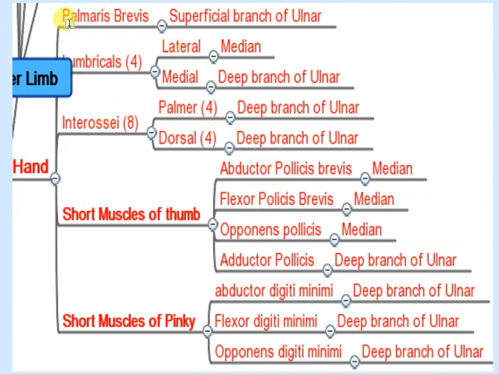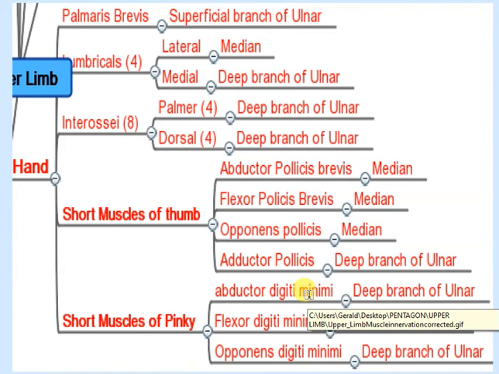We have the palmaris brevis, the lumbricals which are 4, the interossei which are 8, the short muscles of the thumb, and the short muscles of the pinkie, kidole kidogo. Thumb ana short muscles pamoja na pinkie ana short muscles. Kwa mfano kuna abductor pollicis brevis, huku kuna abductor digiti minimi. Ni kama tu majina yanabadilika kidogo. Abductor pollicis brevis means it abducts the pollicis, that is the thumb, and brevis is short.